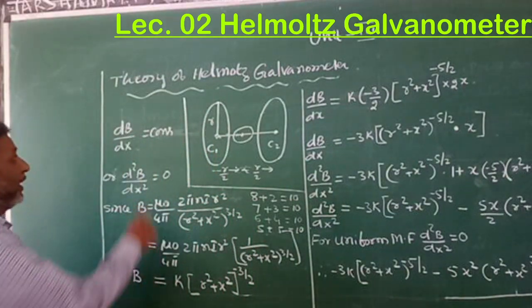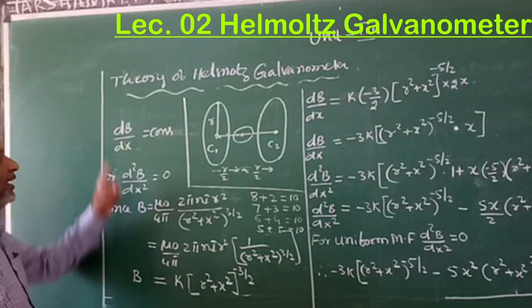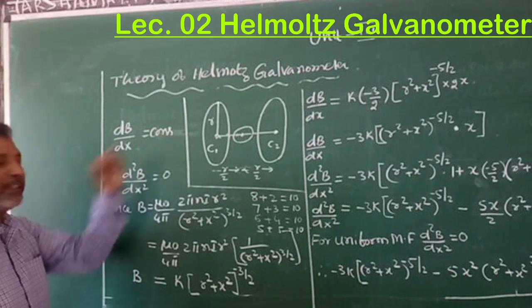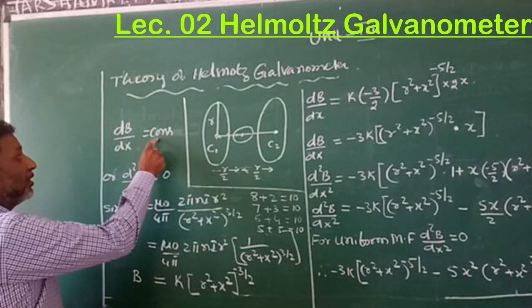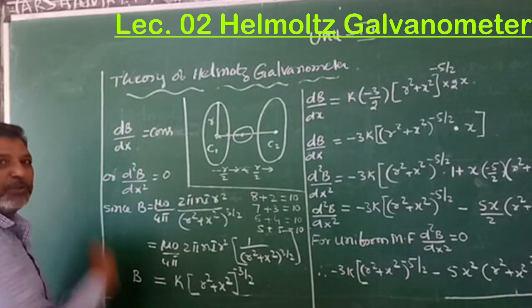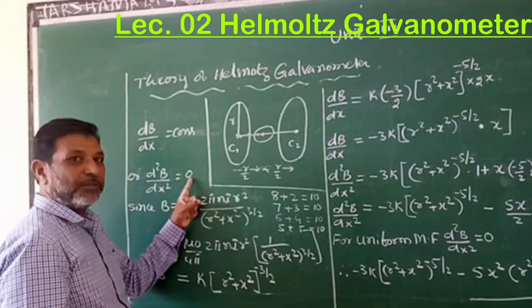Then that is what we are doing. That is this dB by dx. It represents the rate of change of magnetic field that should remain the same, that is, a constant. Isn't it? Then if this is a constant, when you take its differentiation, the differentiation of a constant will become equal to 0. Therefore, d square B divided by dx square is equal to 0.